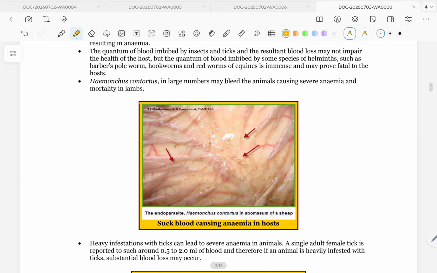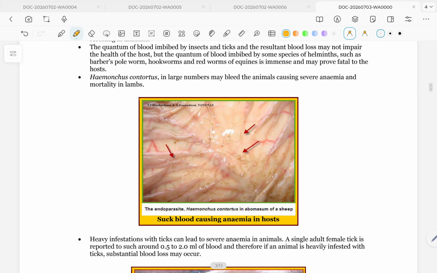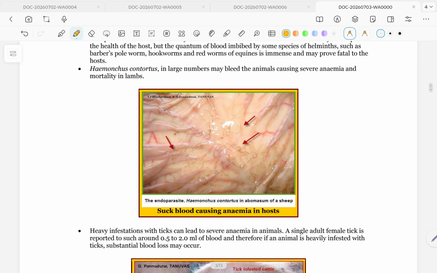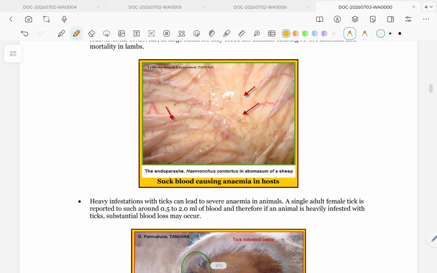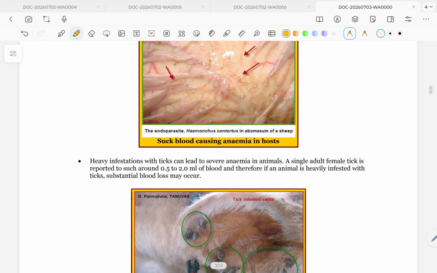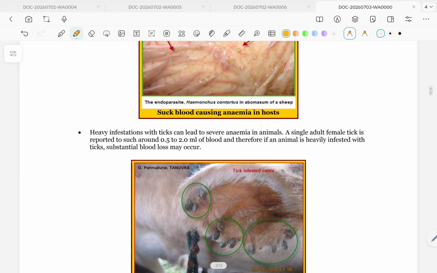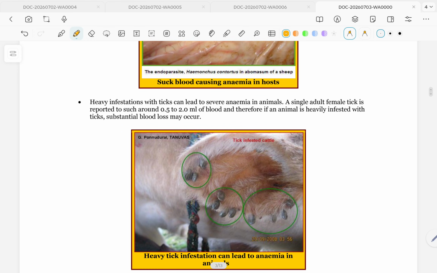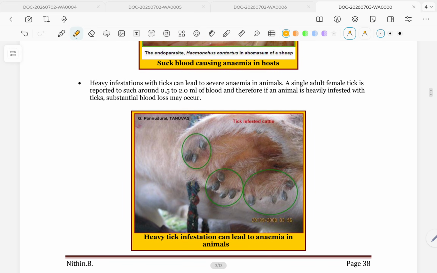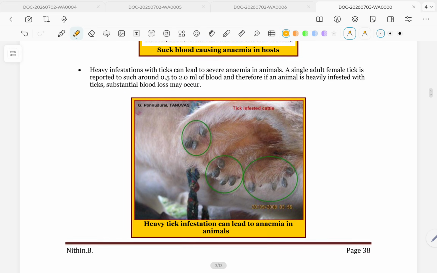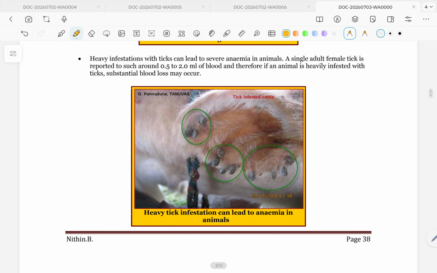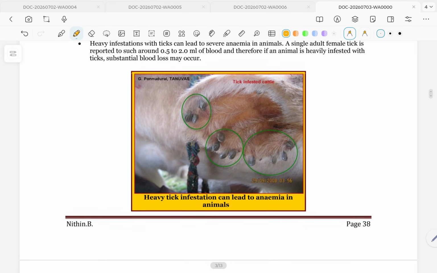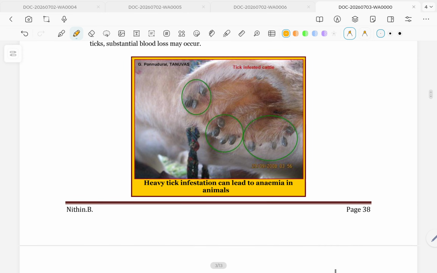Haemonchus contortus in large number may bleed the animal, cause severe anemia and mortality in lamb. Heavy infection with tick can lead to severe anemia in animal. A single adult female tick is reported to suck around 0.5 to 2 ml of blood, and therefore if an animal is heavily infected with ticks, substantial blood loss may occur.